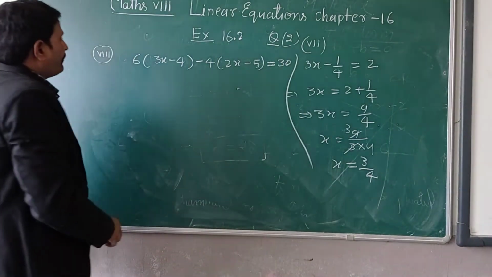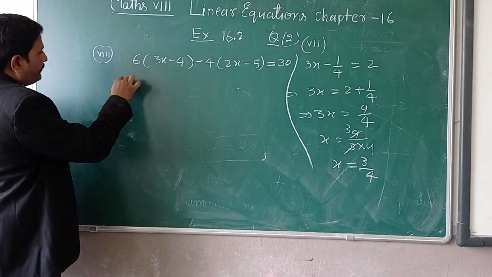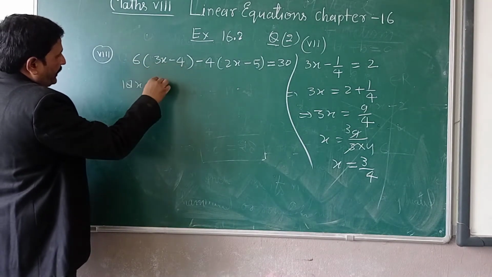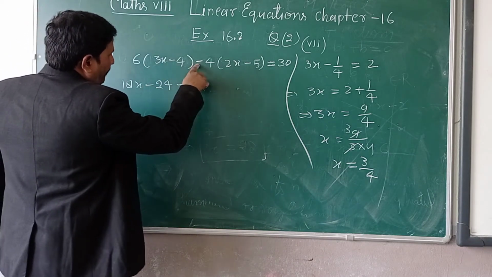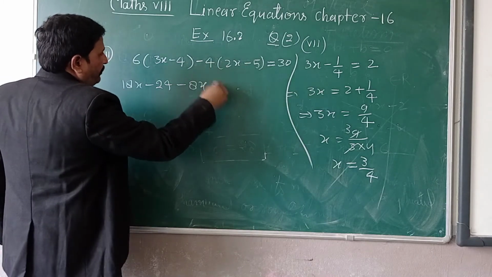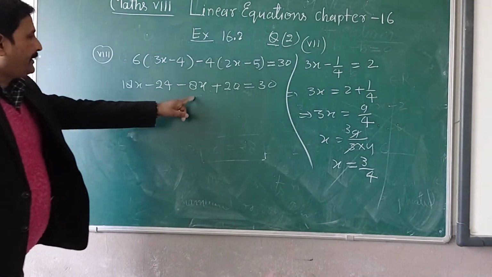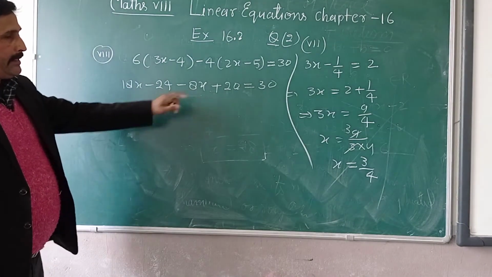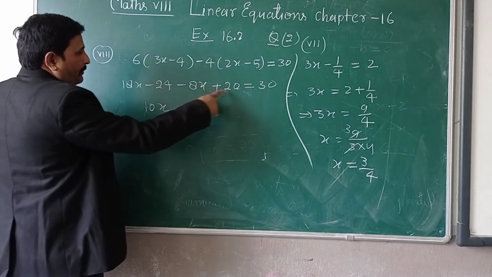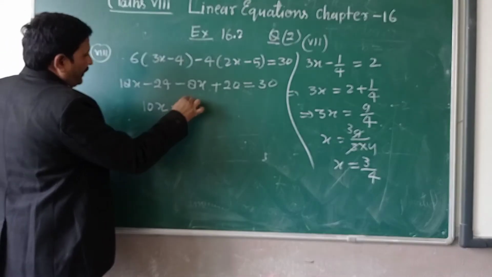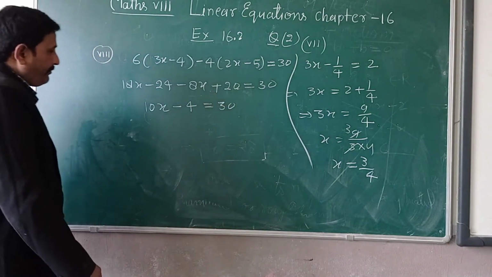Now see, first you multiply, open the bracket. 18x - 24 - 8x + 20 = 30. Simplify the variable terms: 18x - 8x is 10x, and -24 + 20 is -4, so 10x - 4 = 30.